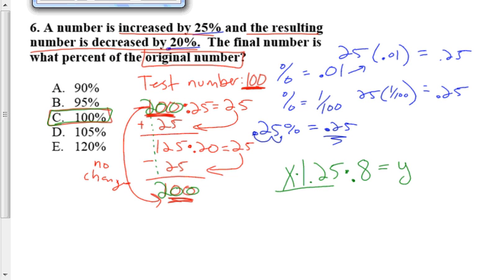And that's going to be our final number. We'll call that y. Now, if you do 1.25 times 0.8, you just get 1. So that means x times 1, or 100%, is y. So here's an algebraic approach to see that your new number is going to be 100% of your old number.